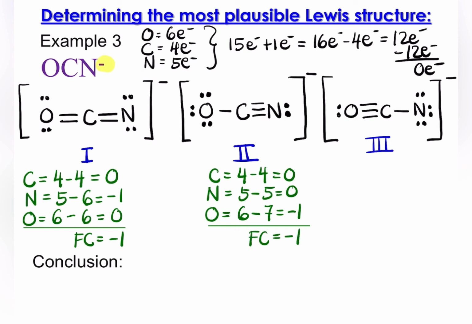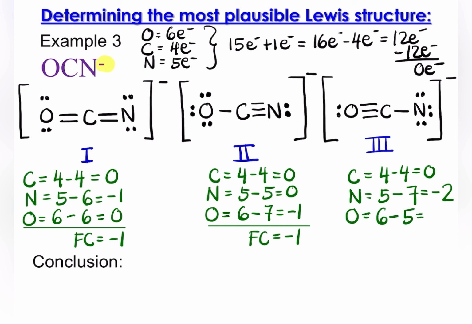And last one, for the last structure, carbon equals to 4 minus 4 equals to 0. And then kita ada nitrogen, 5 minus 7 equals to negative 2. And kita ada oksigen, iaitu 6 minus 5 equals to positive 1. Total formal charge FC adalah negative 1. So from here, awak boleh nampak kita sudah ada value untuk semua formal charge for all atoms. So don't forget to label.